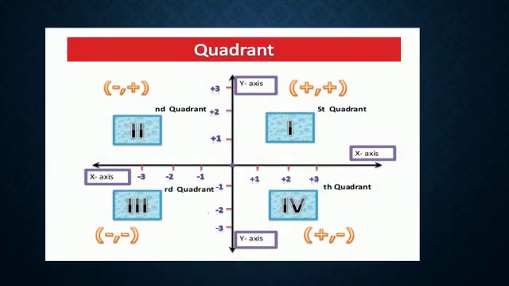Quadrant. There are four quadrants in the graph. First quadrant, both x and y are plus. Second quadrant, x value is minus and y value is plus. Third quadrant, both x and y are minus. Then fourth quadrant, x value is plus and y value is minus.